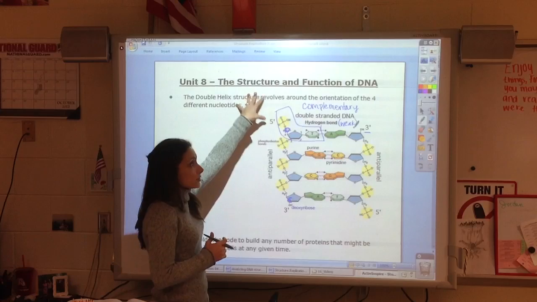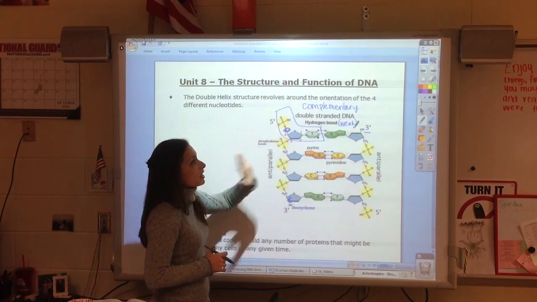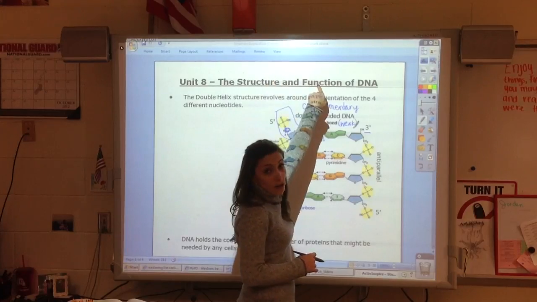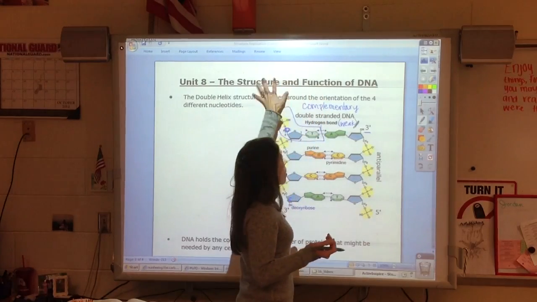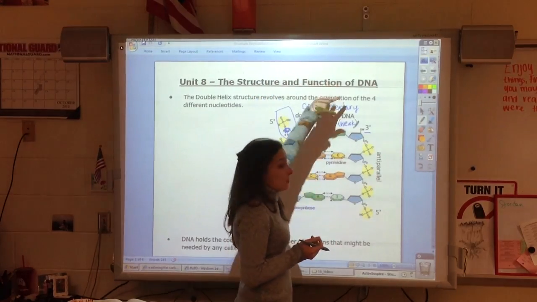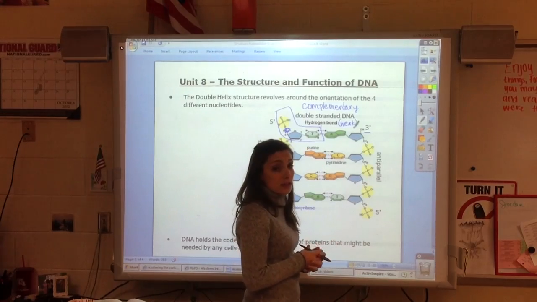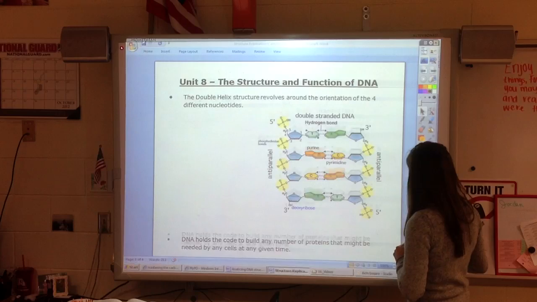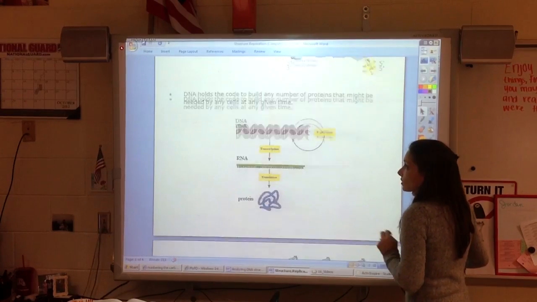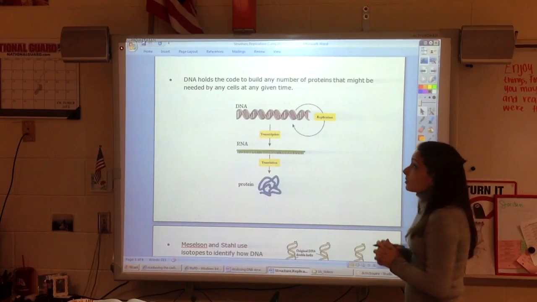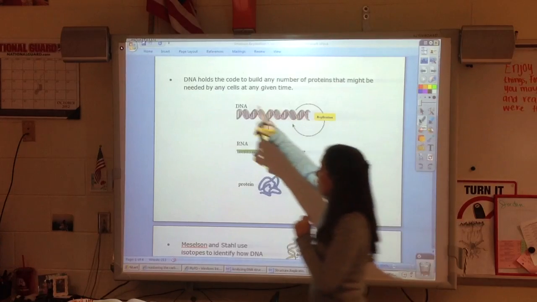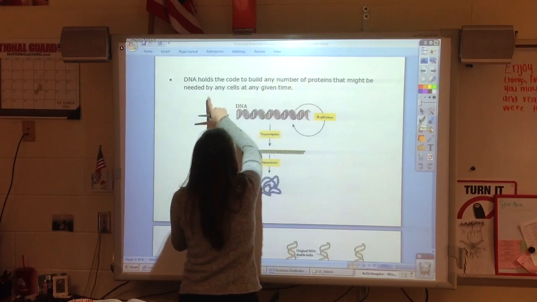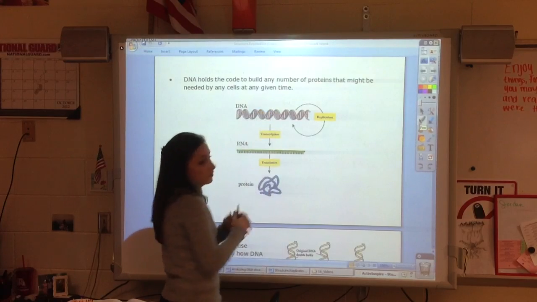The next puzzle to solve was, well, how does DNA do its job? How does the structure relate to the function? Because in science, it's all about how does it work? And the shape of it is usually closely tied to how it actually works. So if we look at the job, the main component is that DNA holds the code to build any number of proteins that might be needed by any cell at any given time.